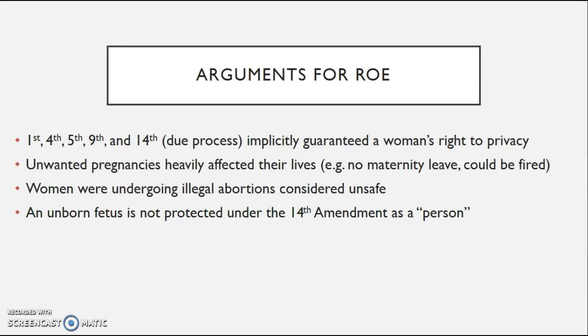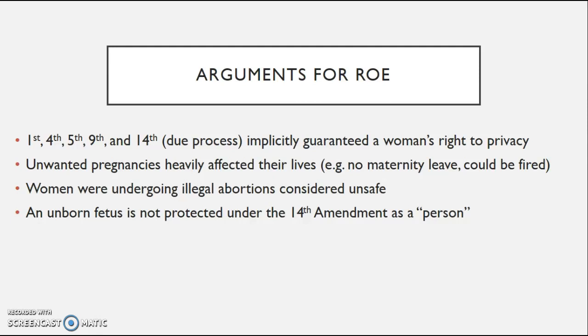So the arguments for Roe, and I think they are very important to point out here because I'm also going to go into the arguments against Roe. But again, you're going to be looking at the First, Fourth, Fifth, Ninth, and 14th Amendment, specifically the Due Process Clause, which has been so fundamental in other cases from Mapp v. Ohio, Gideon v. Wainwright, Miranda v. Arizona, and it's again going to be looking at this implicit right to privacy.